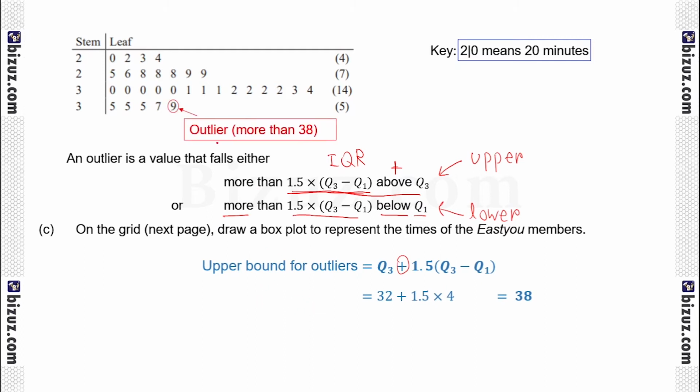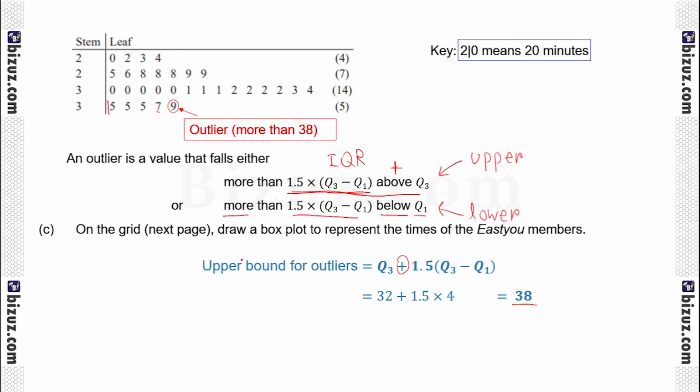So we have our upper bound. Is any value more than that? Well, yes, there is one value more than that: 3 bar 9, 39. Let's also check the previous value. It's 3 bar 7, that's 37. No, that's still below, so that's not going to be an outlier. Only one, an extreme upper outlier you could say, one very large outlier. That's 39.